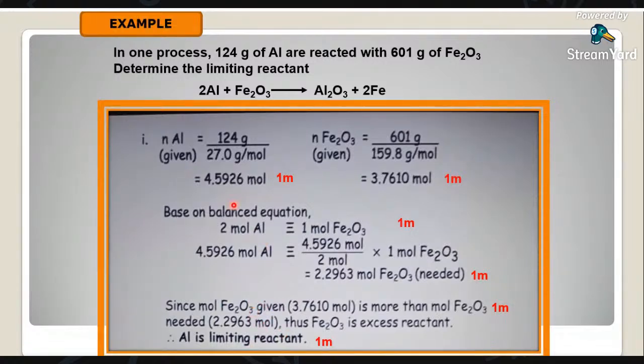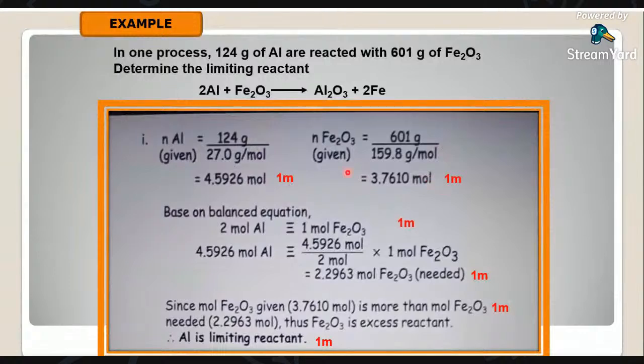So how? The first step is you need to calculate the number of moles of both reactants. Because from the name itself, limiting reactants, we know that only these two reactants are possible to become the limiting reactant. Products are impossible to become the limiting reactant. So that's why we calculate number of mole of aluminium and also iron oxide. You will get 1 mark each.